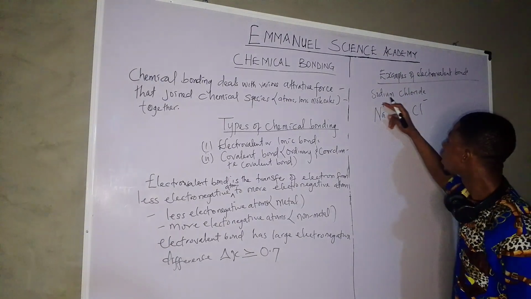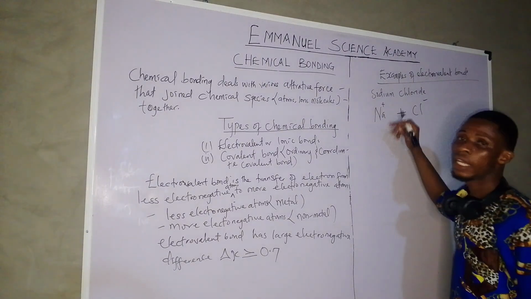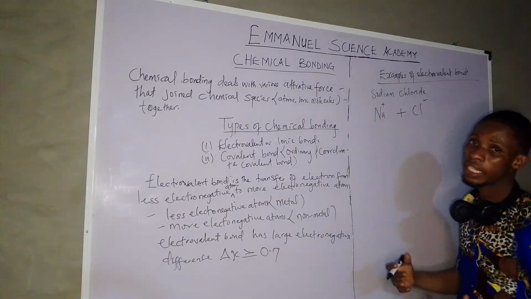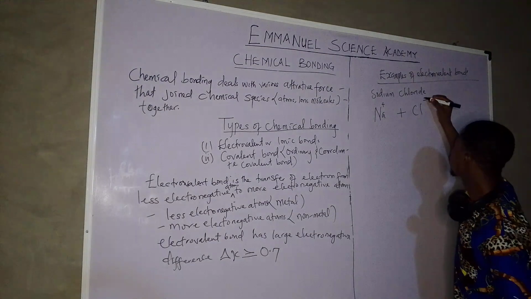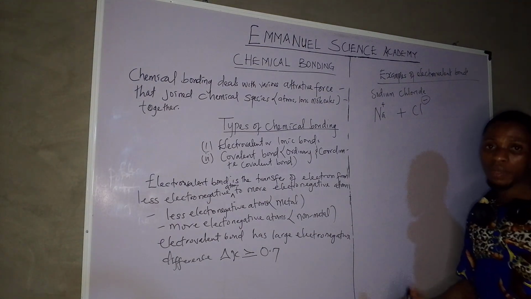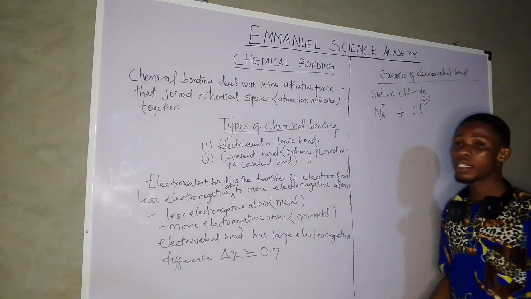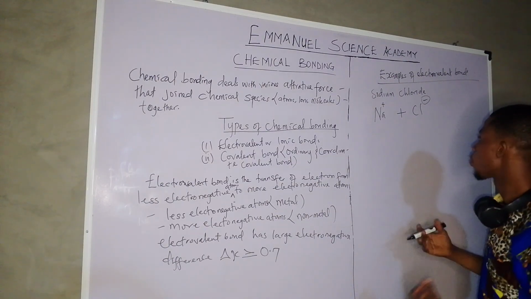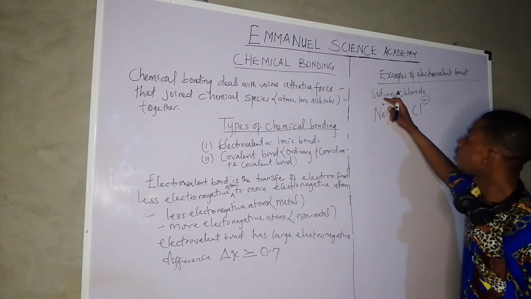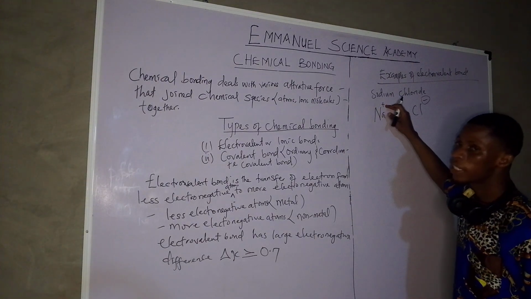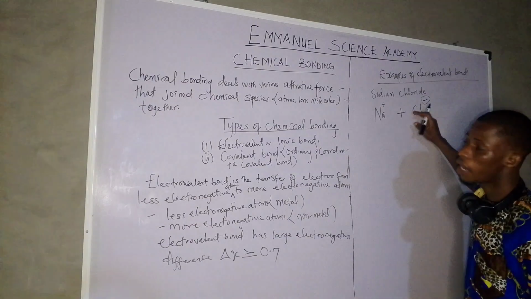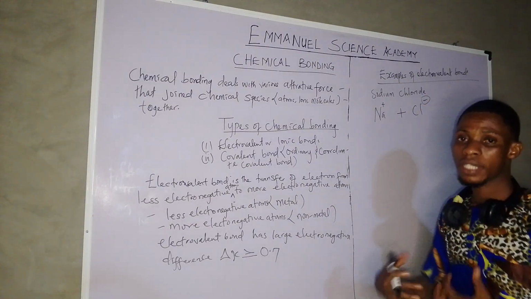The meaning of this plus and minus: when you see an element with plus, that means it's a metal. It has the tendency to do what? To lose an electron. When you see an element with minus, that means that element is a non-metal. They have the tendency to do what? To gain an electron. So sodium can transfer this electron to chlorine to make it stable.